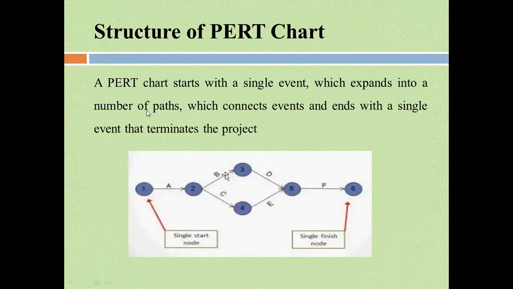Generally, when you're drawing a PERT chart, it's worth noting that there is always one single node that begins and one single node event that terminates. So the very beginning and the very end, in between anything can happen. But at the very beginning and the very end, they should begin with one event and terminate with one event.